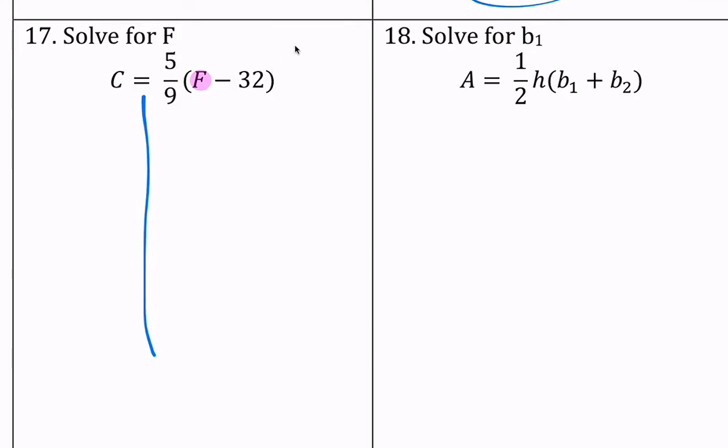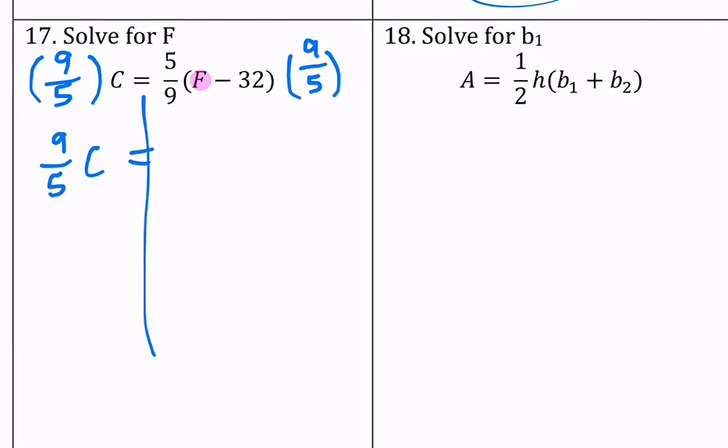Remember, to get rid of a fraction, we multiply by the reciprocal. So if the fraction is 5/9, I need to multiply by 9/5. What I do on one side, I do on the other. Well, I know that 9/5 times c is just 9/5c. On the other side, the fraction and the reciprocal cancel, so the f minus 32 drops down.